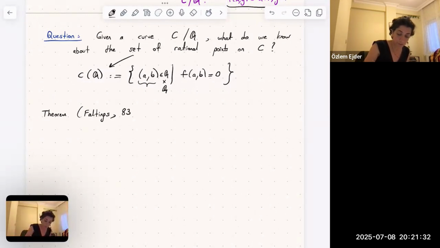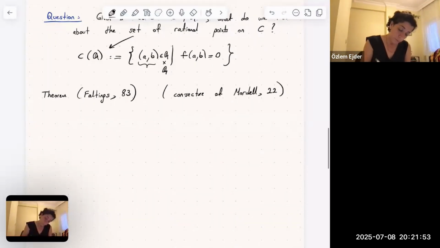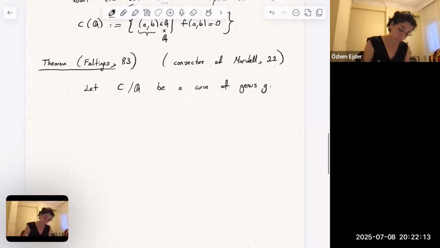I think from 83. And it was a conjecture of Mordell from 22, I think. Yes. And the theorem says the following. So let C over Q be an algebraic curve. And I'm going to say curve of genus G, and I'll describe what this genus is in a bit. Then it says the following.